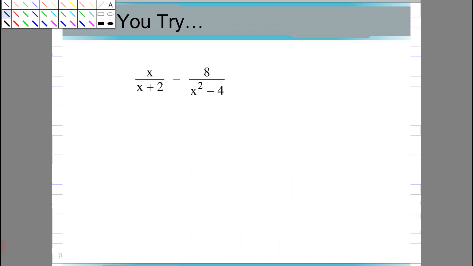Okay, so you try one. And I'll go ahead and tell you the least common denominator is going to be, once you factor this right here, x plus 2, x minus 2. That's what we want to have in both denominators. Right, so that means we are going to need to multiply by x minus 2 over here.